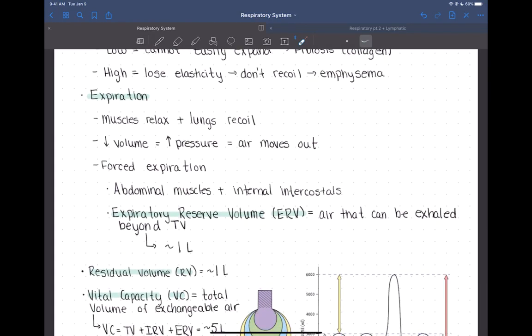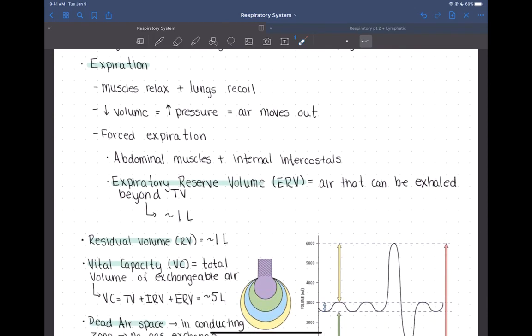Okay, so that's inspiration. Now let's talk about expiration, so exhaling. Expiration is a passive process. When you're breathing normal, quiet breaths, the muscles just relax, and the lungs recoil. There's no active contraction needed for expiration when you're doing normal, quiet breathing. So those muscles, the diaphragm and the external intercostals, relax and the lungs recoil.